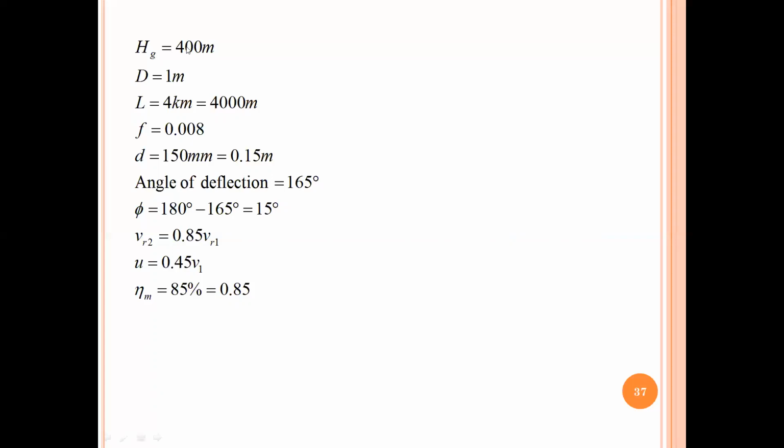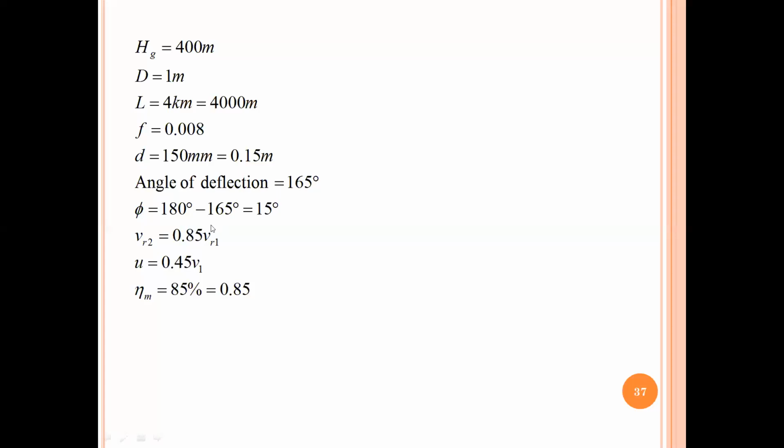Your gross head is given as 400. The diameter of the penstock is given as 1 meter. The length of the penstock is given as 4 kilometer. I'm converting into SI units, that is 4,000 meter. Darcy's friction factor is given as 0.008. Small d, that is the diameter of the jet, is given as 150 mm. I'm converting into meters, that is 0.15 meters. The angle of deflection is 165. I can calculate the phi value as 15.